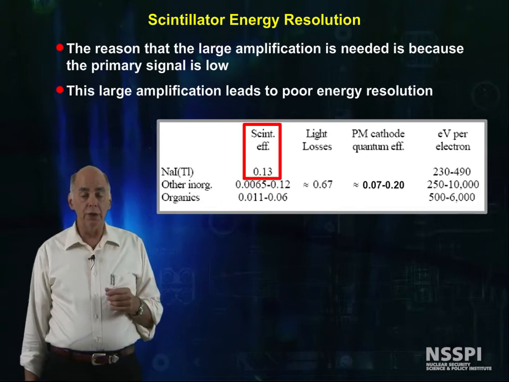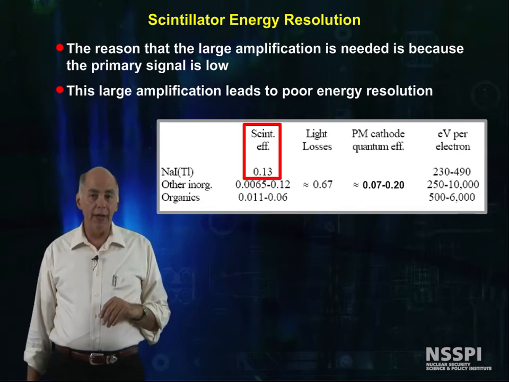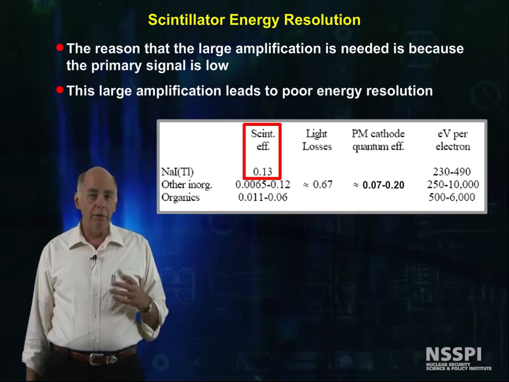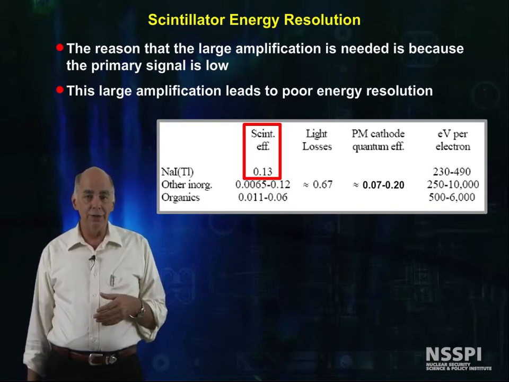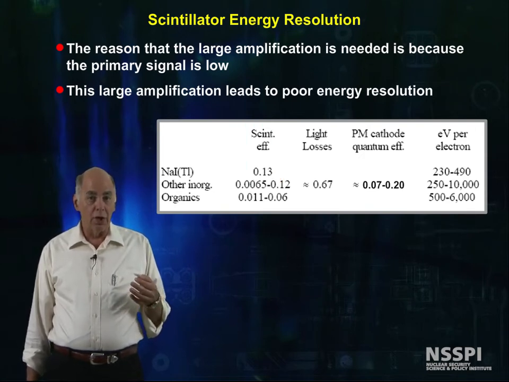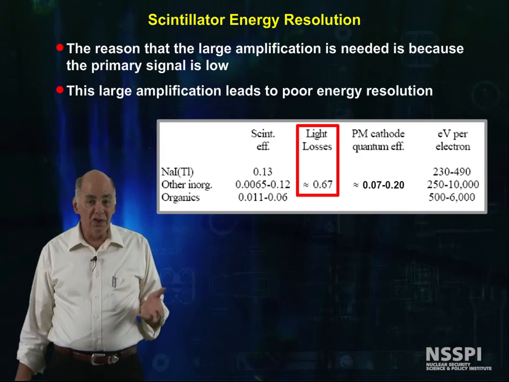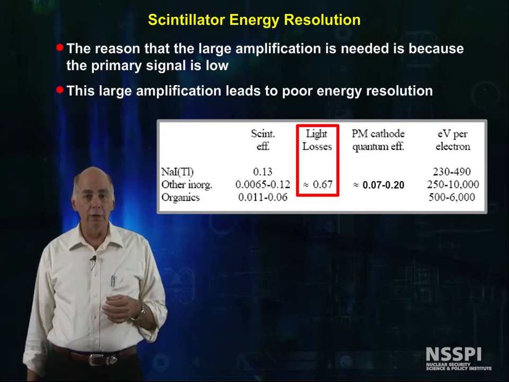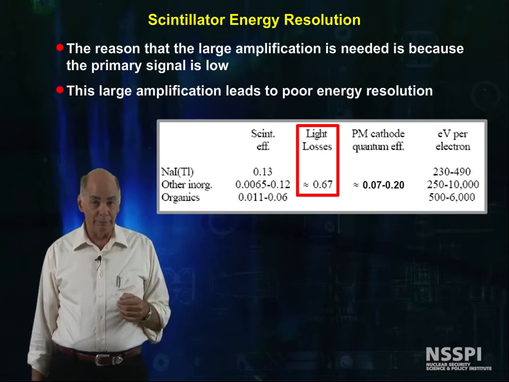Scintillator efficiencies are on the order of 13% or less. Scintillator efficiencies are the ratio of the photon energy to kinetic energy of the electrons put into the scintillator material. Light losses are in the order of 2/3. It's a good day when we can steer 1/3 of the light to the photocathode in the multiplier tube.